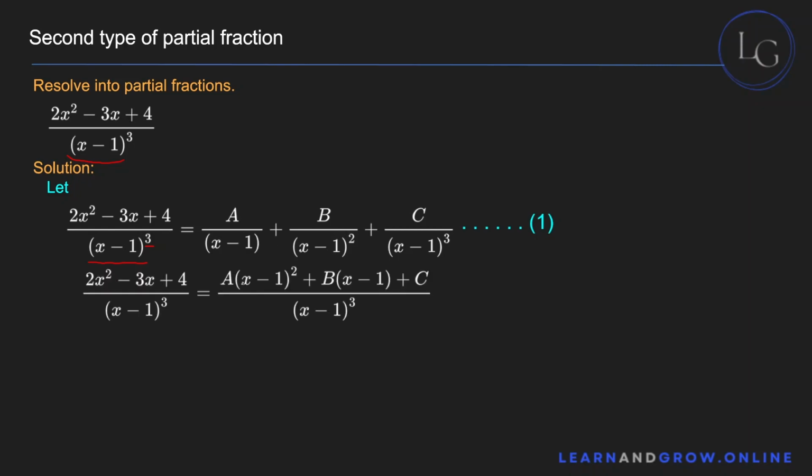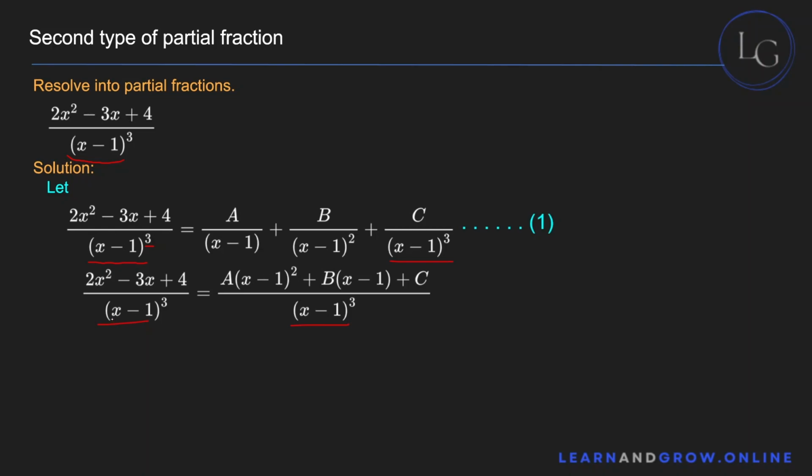Obviously, you'll have to take the LCM so that the denominators of the left-hand side and right-hand side can be equal. So we must have this x minus 1 whole cube underneath every single partial fraction over here. So a will be multiplied with x minus 1 whole square, so that this denominator will also be multiplied with x minus 1 whole square, and that can give you x minus 1 whole cube. So a will be multiplied with x minus 1 whole square, b will be multiplied with x minus 1, and c will remain as it is since it has x minus 1 whole cube underneath as its denominator.